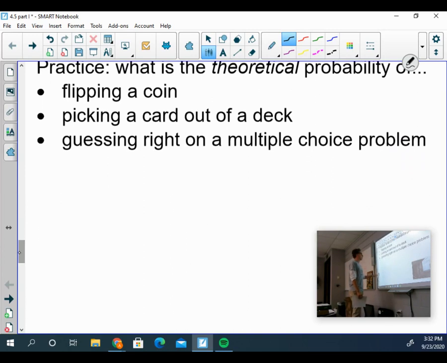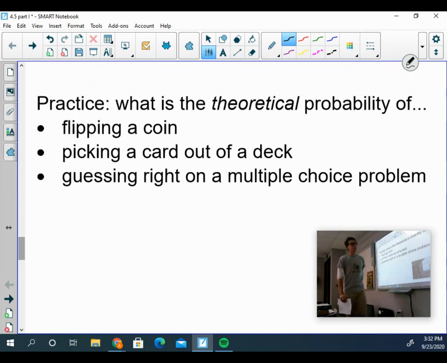So, let's practice. Come up with the theoretical probability of the following events. Go ahead and pause the video and give it a shot. Okay, now that you've unpaused it and tried it, let's see what you came up with. What's the theoretical probability of flipping a coin? The sample space, or all the possible outcomes, has only 2: you can get heads or tails. If I wanted to get heads, that would be 1 out of 2.